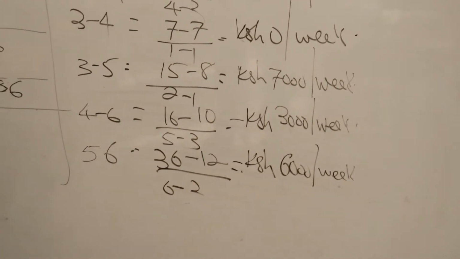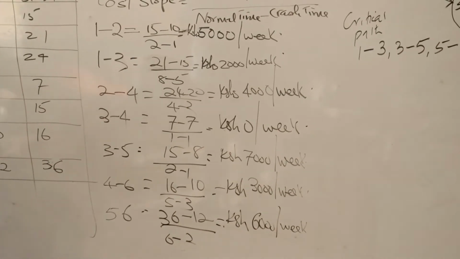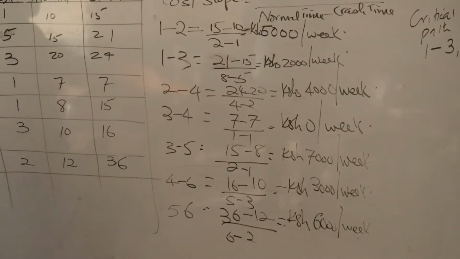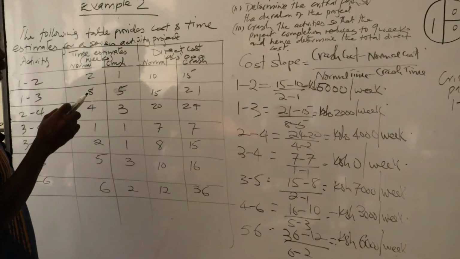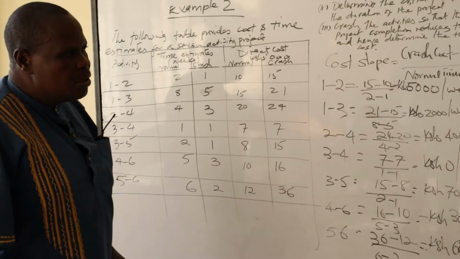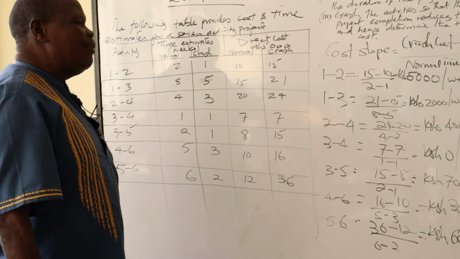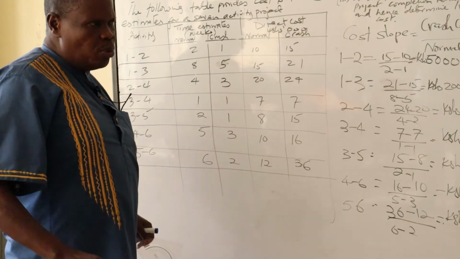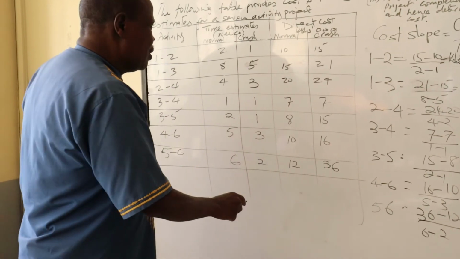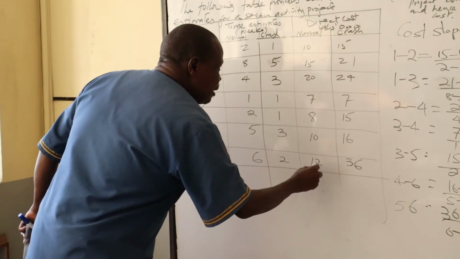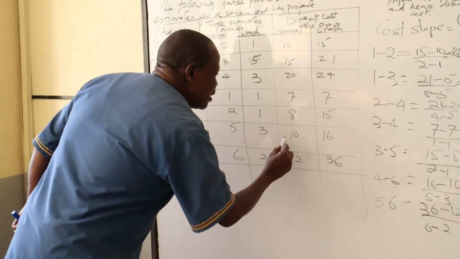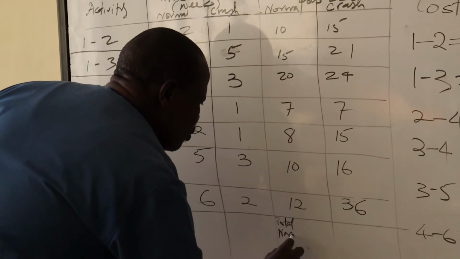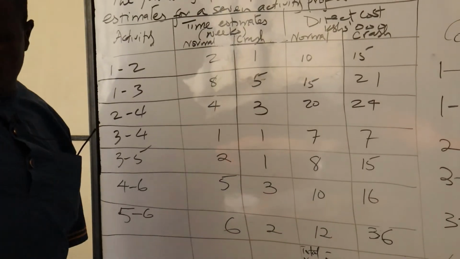Now, we are getting ready for crashing of the project. The other thing we have to know is that the project duration is 16 weeks. We have to determine the available resources for the direct cost to push the project up to 16 weeks. We take the column for the total normal cost, or the total direct cost. We add all these.